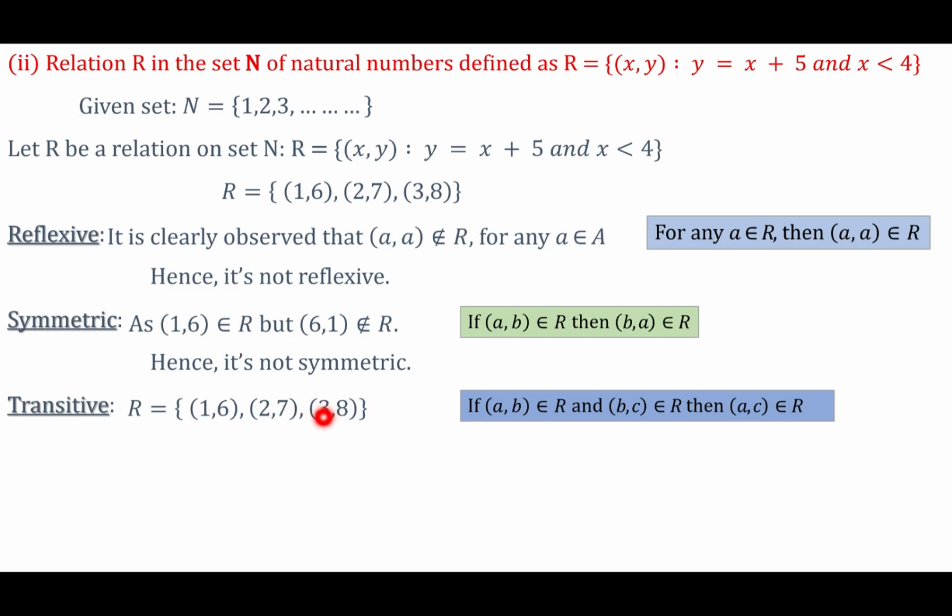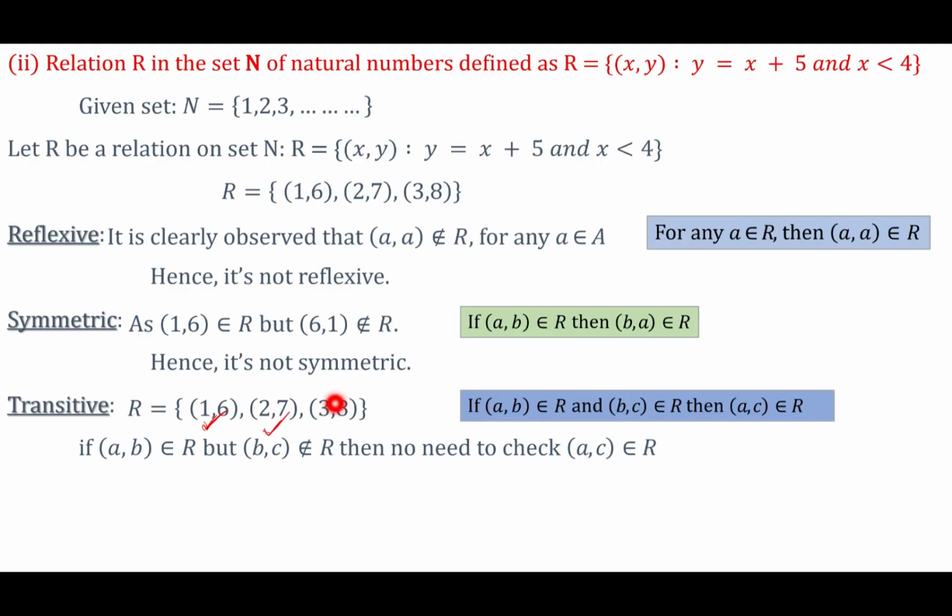So I don't need to check the third ordered pair. For example here, if AB belongs to R but BC doesn't belong to R, so I don't need to check AC. So this ordered pair satisfies the transitive relation. Let's check the second one. 2 7 is there, but 7 2 or 7 some other element is not there. So I don't need to check the third part. This also satisfies the transitive relation.